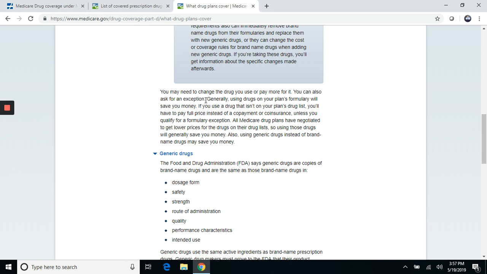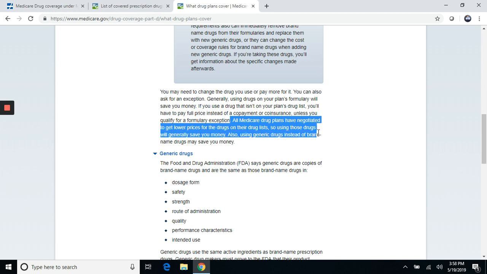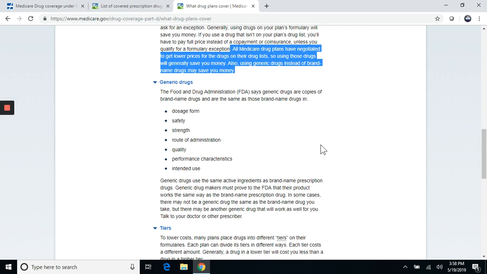Generally, using drugs on your plan's formulary will save you money. If you use a drug that isn't on your plan's drug list, you'll have to pay full price instead of a co-payment or co-insurance, unless you qualify for a formulary exception. All Medicare drug plans have negotiated to get lower prices for the drugs on their drug list, so using those drugs will generally save you more money. Also, using generic drugs instead of brand name drugs may save you money.